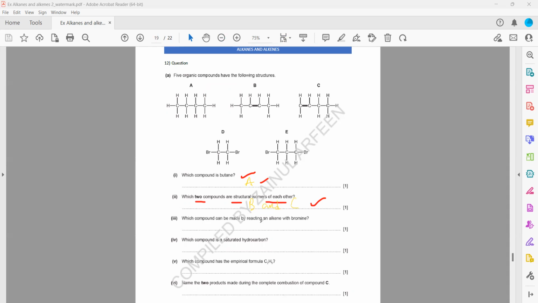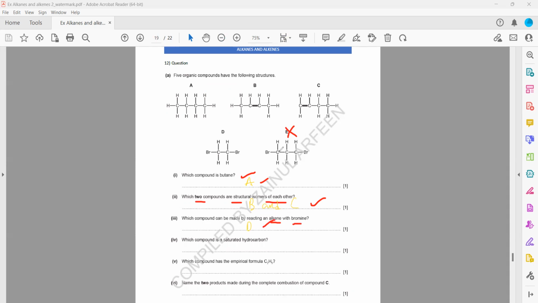Which compound can be made by reacting alkene with bromine? When alkene reacts with bromine, that compound will be formed. Which one? Either it will be D or E, but we cannot say E. Why can we not say E? D is the right answer, but why not E?